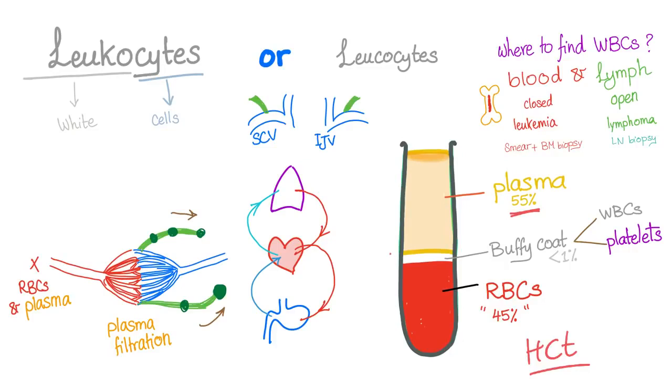Now there is a very tiny layer, less than 1%, called the buffy coat. It contains both the white blood cells and the platelets. That's why we call them white blood cells, because they appear white. Now sometimes this layer appears green. Why? What are the most numerous white blood cells? The neutrophils. What do they have in them? The myeloperoxidase enzyme. That's why they're green.